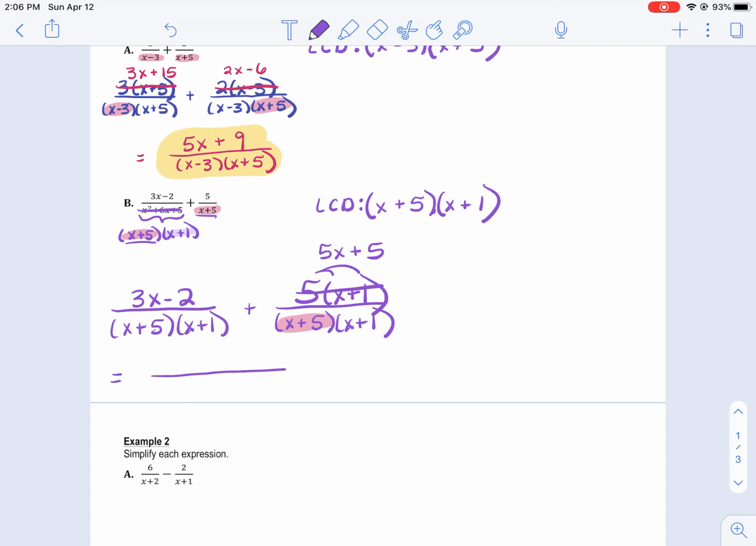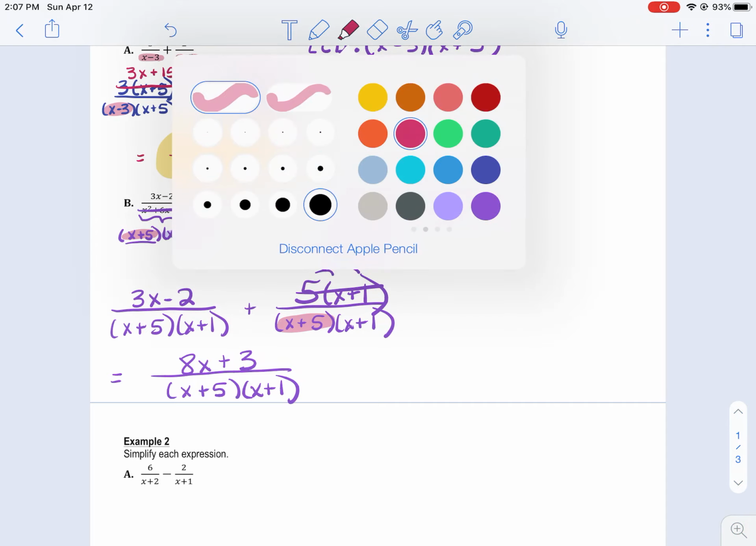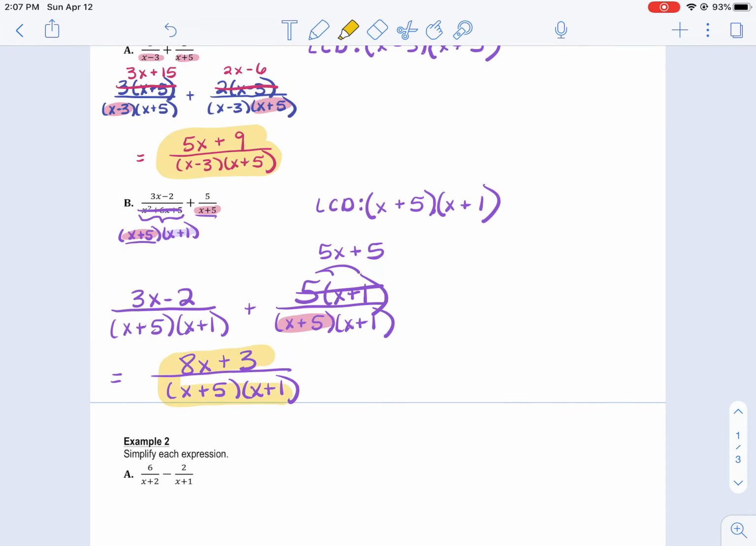And so now I'm ready to combine. My denominator is x plus 5 times x plus 1. And then on the top, I have a 3x plus 5x, which is 8x. And then I have negative 2 plus 5, which is positive 3. And so my answer is 8x plus 3 over x plus 5 times x plus 1.